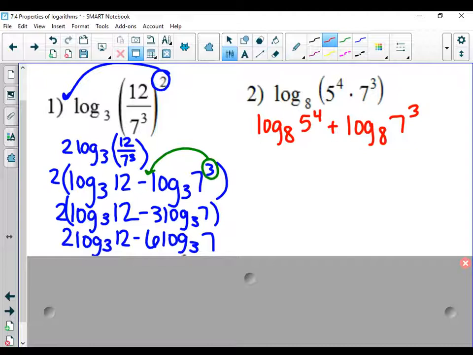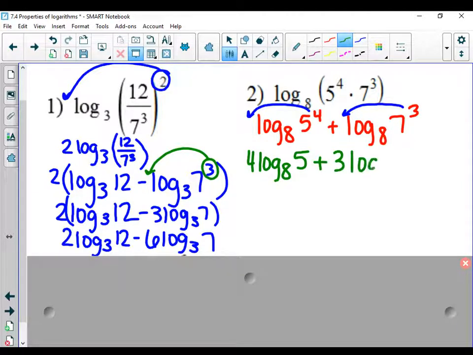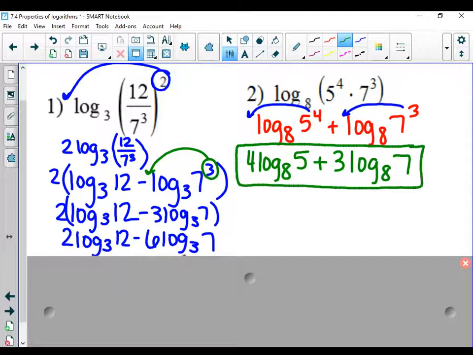And what would be my last step here? Jenna? Put the exponents in front of the logs that they apply to. So 4 times log base 8 of 5 plus 3 times log base 8 of 7. Nothing's being multiplied, nothing's being raised to a power, and nothing's being divided, so I have completely expanded that out. That's weird, I know. It's new.